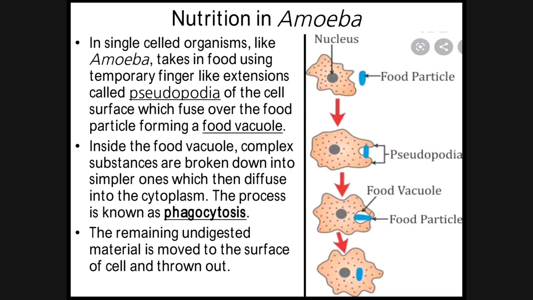So this is the flow chart of nutrition in amoeba. See, there is a food vacuole created by the pseudopodia and the food particle is engulfed. And the remaining undigested material is removed out of the surface and thrown out into the surroundings.